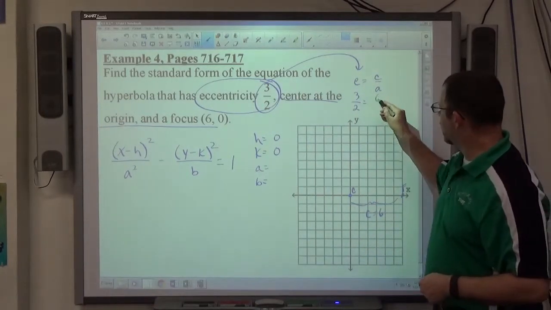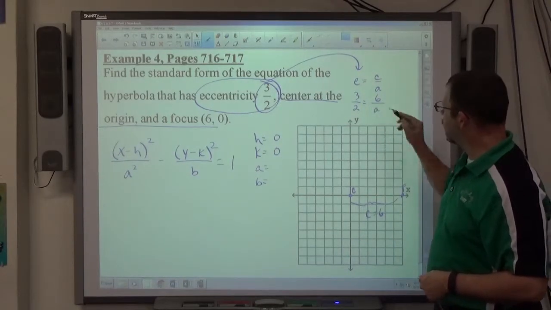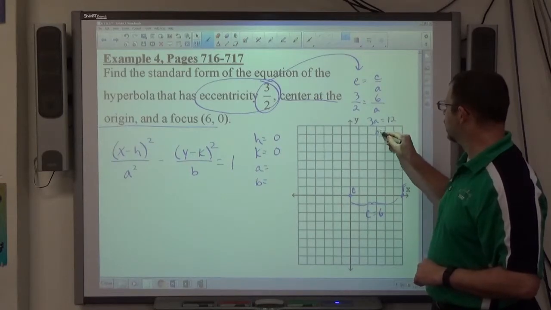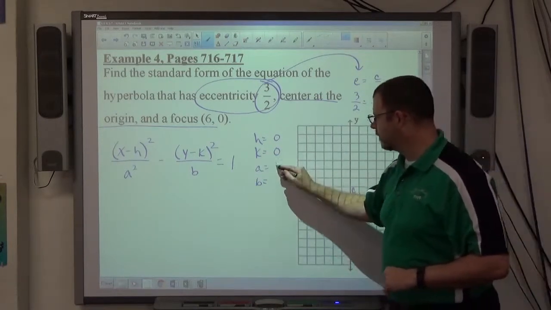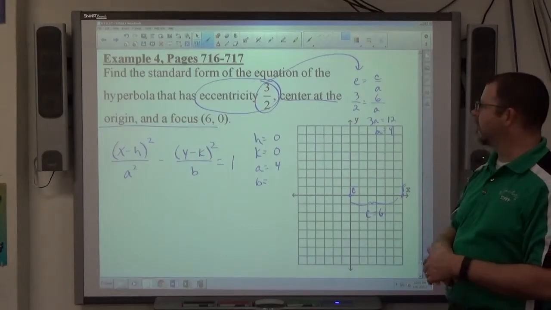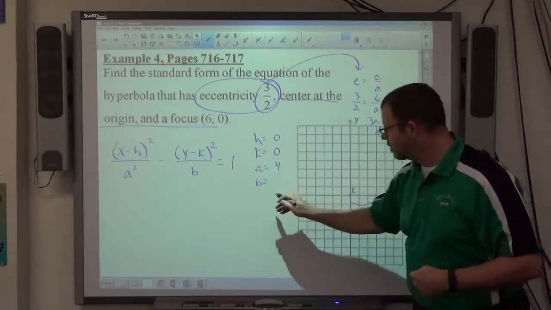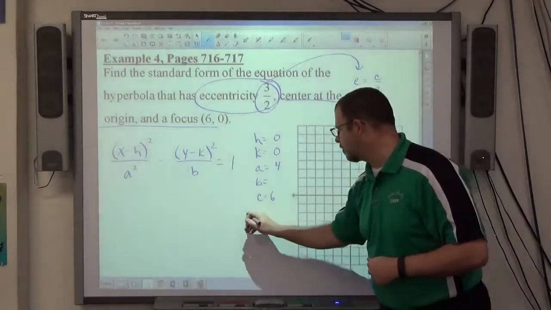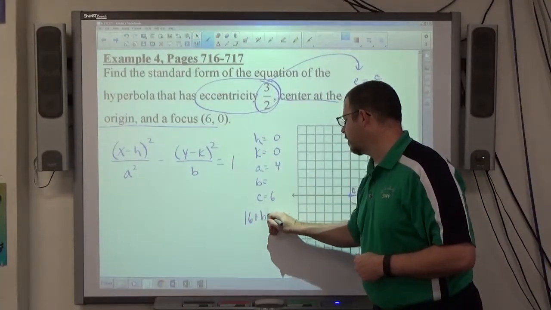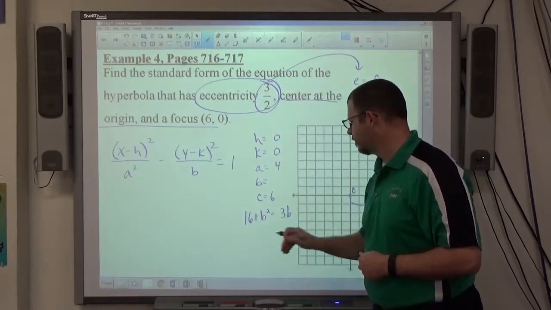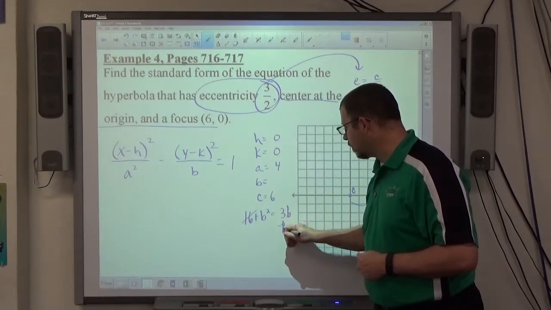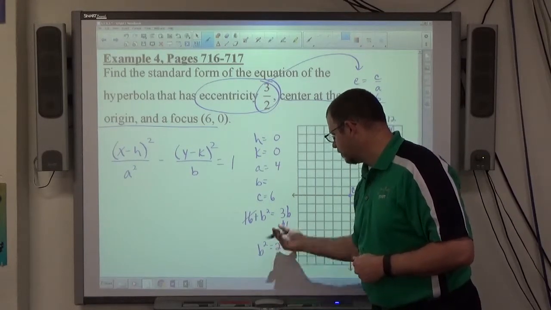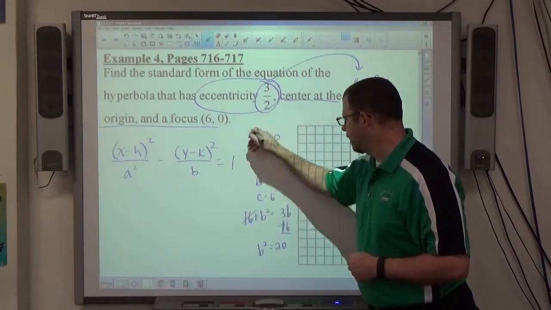c equals 6 from my graph, and a is what I don't know. If I cross multiply, I get 3a is equal to 12, therefore a is equal to 4. Once I know two of these three, I can use a squared plus b squared equals c squared. So a squared, 16, plus b squared, which I don't know, is equal to c squared, 36. We slide the 16 over, and we get b squared is equal to 20. And that's what I need, b squared equals 20.